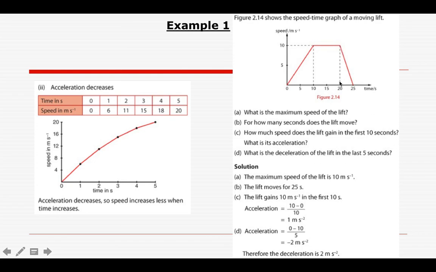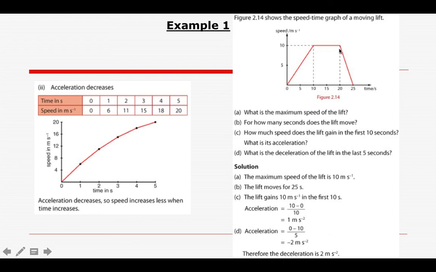When we talk about the last 5 seconds, you see the lift's velocity at the 20th second was 10, but at 25 seconds it is 0. Acceleration is the slope, which is the rise over run. The rise here is negative, so that gives you negative 10 over 5, which is negative 2 meters per second squared.